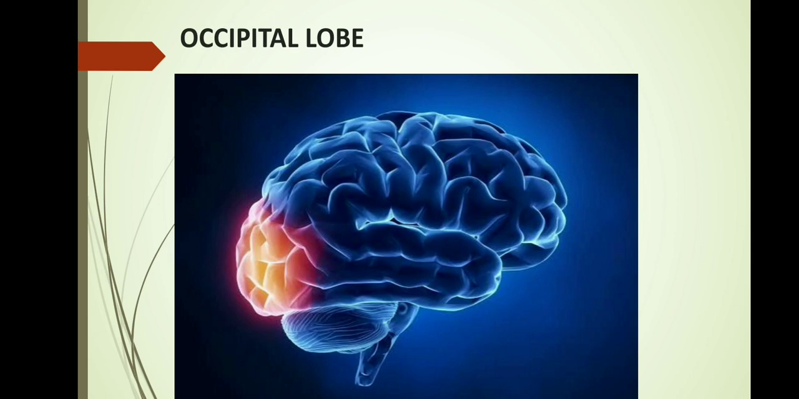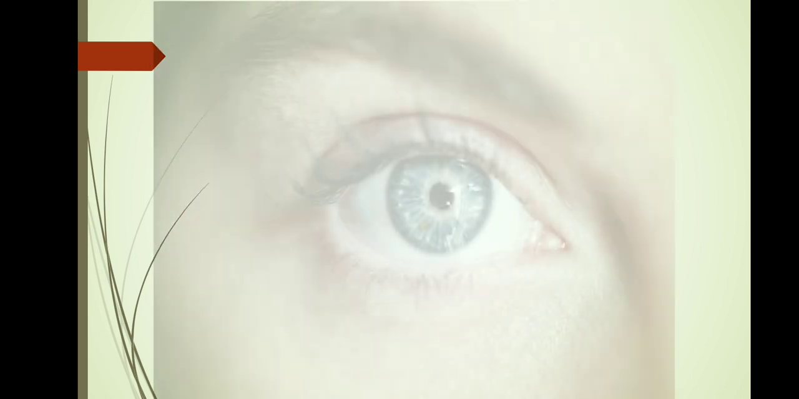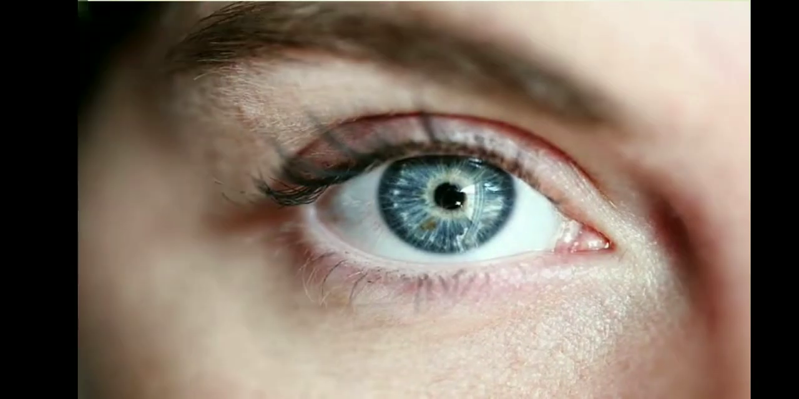Now let's go on with the next lobe, which is the occipital lobe. The occipital lobe is located in the rear end of the brain, and its work is to help in visual perception, and it also helps an individual to identify the different colors.